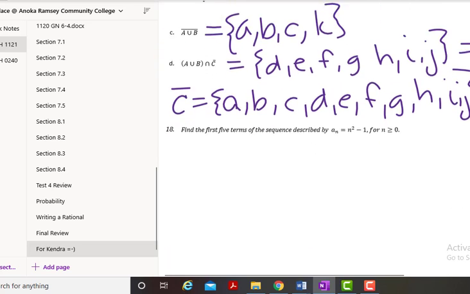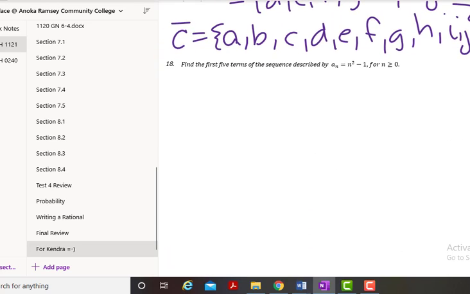Now on to number 18. For number 18, we are asked to find the first 5 terms of the sequence described as a sub n equals n squared minus 1 for n greater than or equal to 0. Now it's telling us that n can start at 0. So for when the first term is when n is equal to 0, a sub 0 is 0 squared minus 1, or negative 1.